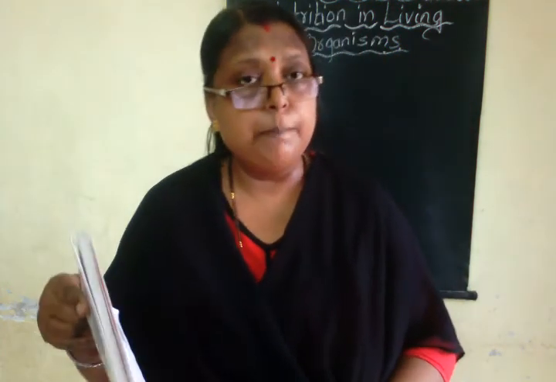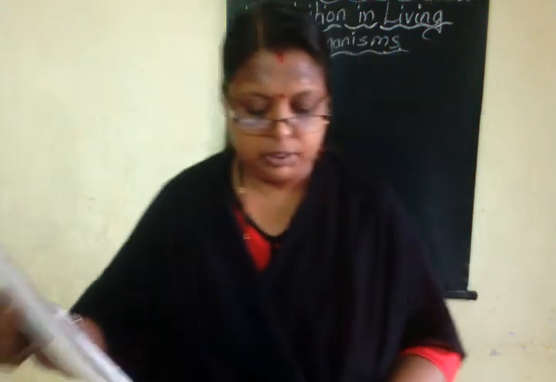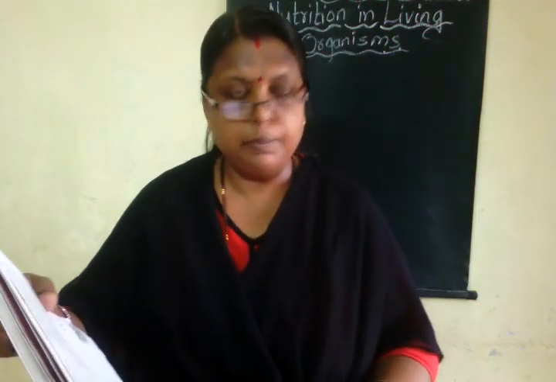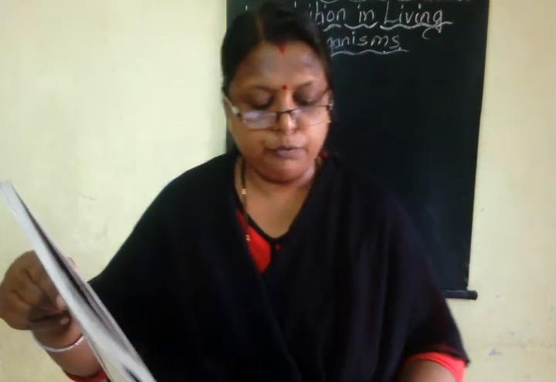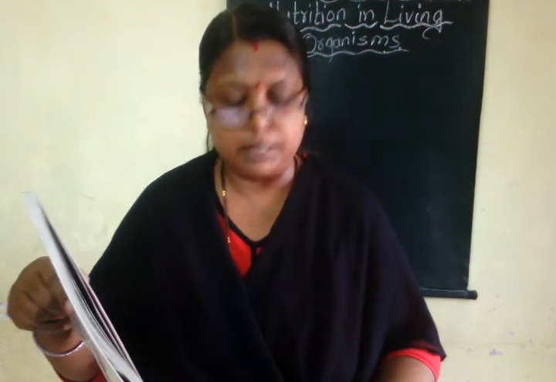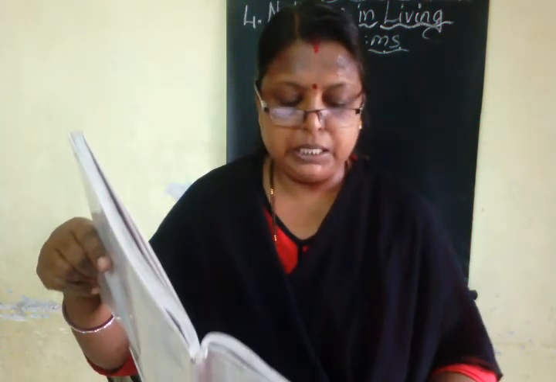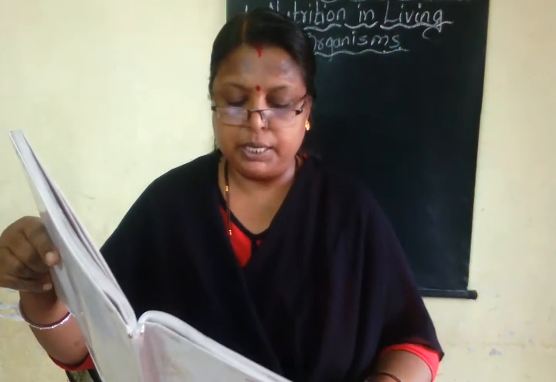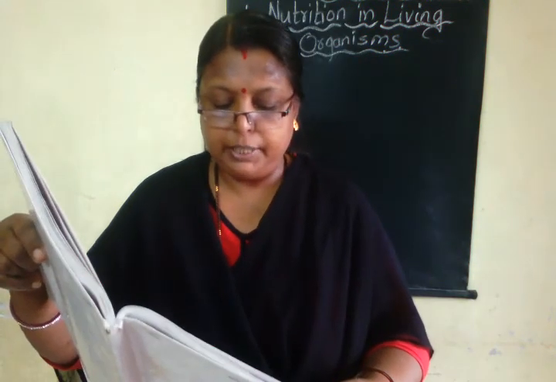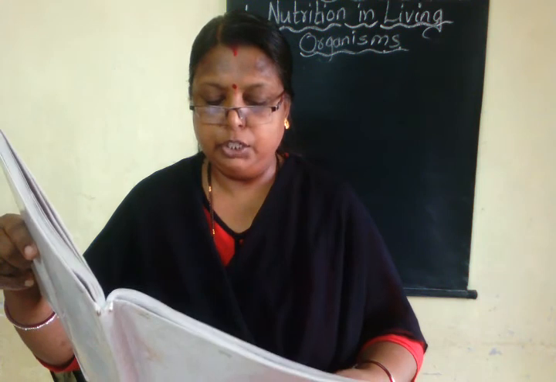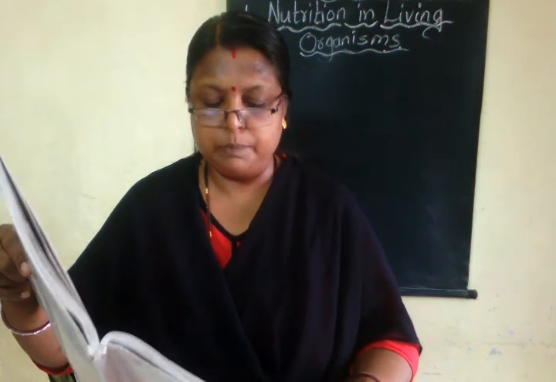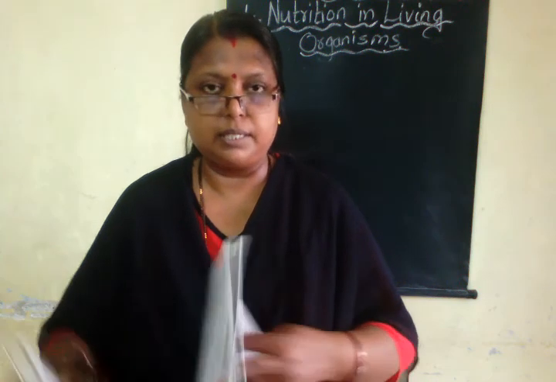Now let us see what is parasitic nutrition. See the paragraph below, children. Some animals depend upon other animals for food. They can obtain the food only from animals on whom they are dependent. This is called parasitic nutrition. Some animals live on the body surface of other animals and obtain their food by sucking their blood. This is called ectoparasitic nutrition, and such animals are called ectoparasites. For example, lice, bedbug, tick, etc.